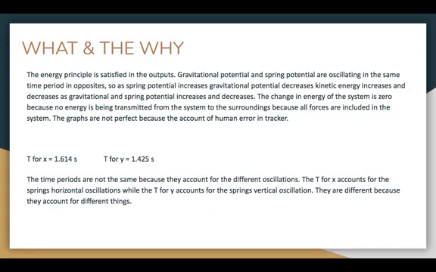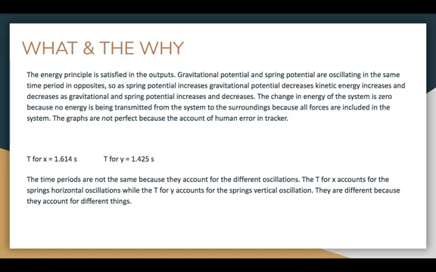Gravitational potential and spring potential are oscillating in the same time period but in opposites, so when spring potential increases, gravitational potential decreases. Kinetic energy increases and decreases as gravitational and spring potential increase and decrease. The change in energy of the system is 0 because no energy is being transmitted from the system to the surroundings because all the forces are included in the system. The graphs are not perfect because they account for human error in Tracker.